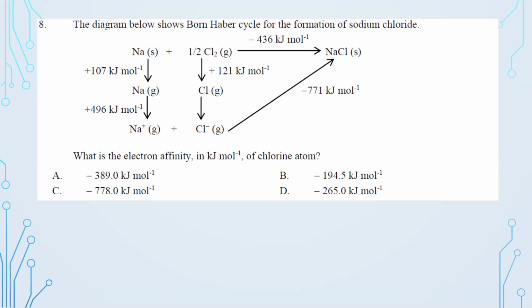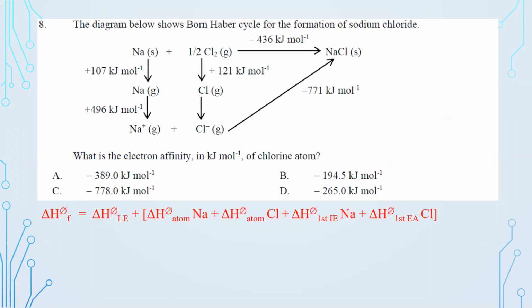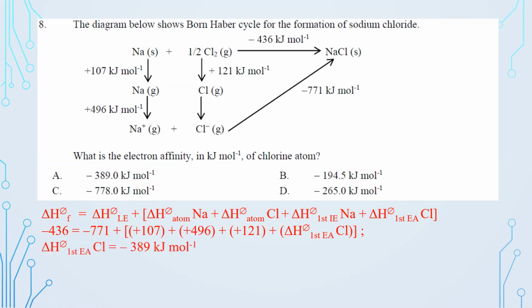Okay, so you have to calculate eventually. So you use total enthalpy change of formation is equal to the lattice energy plus atomization of sodium, atomization of chlorine, ionization energy of sodium, and first electron affinity of chlorine. Because we are looking for first electron affinity, press your calculator, and you get the answer as negative 389. So the answer here is A.